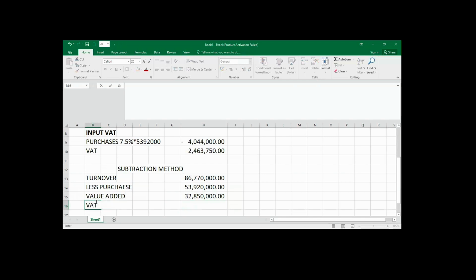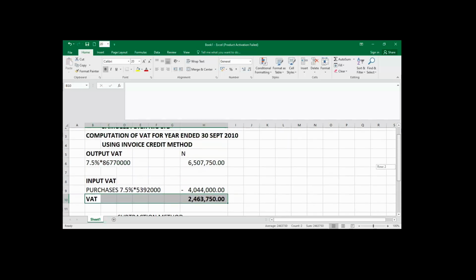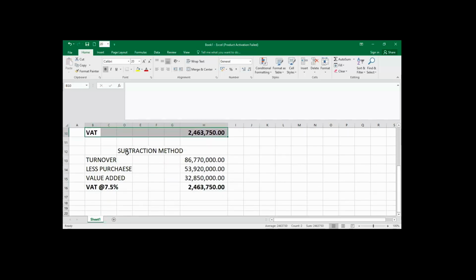So you now apply the VAT rate of 7.5%. The 7.5% of this value will give us this same answer of 24,637.50. And I told you, under normal circumstances, where you have the same information, the answer you arrive at when you use the invoice credit method will be the same when you use the subtraction method.